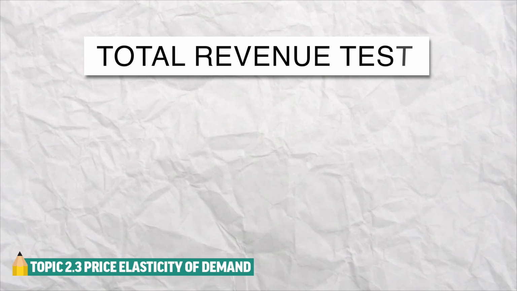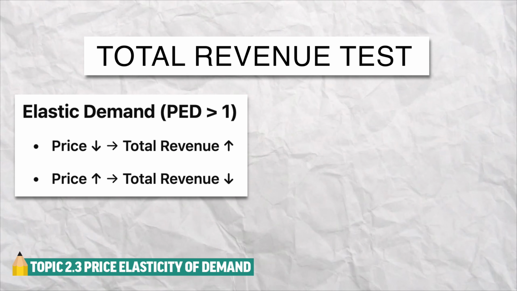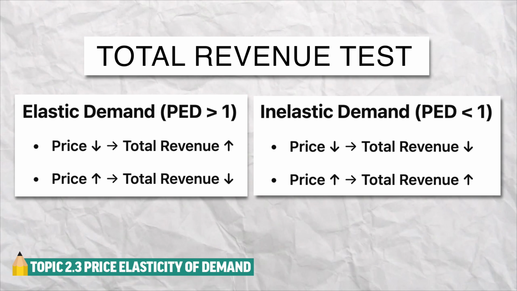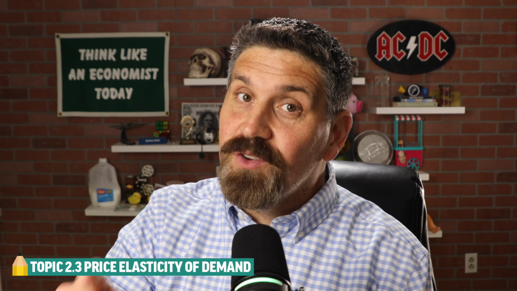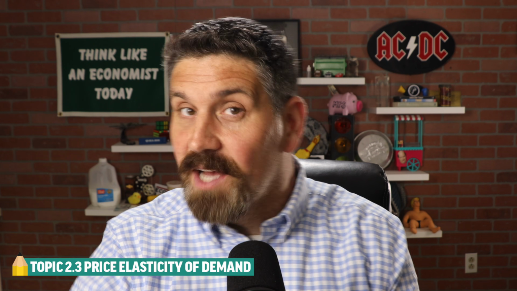The total revenue test says that demand is elastic if the price falls and total revenue goes up, or if the price goes up and the total revenue falls. And the demand is inelastic if the price falls and total revenue falls, or if the price goes up and the total revenue goes up. But remember, the total revenue test only works for demand. It doesn't work for supply.